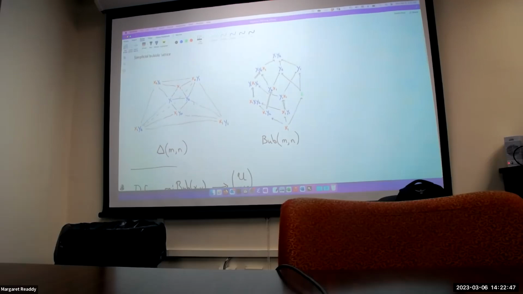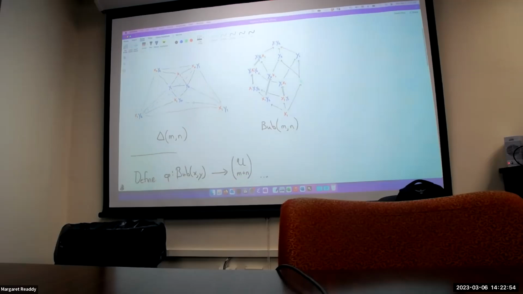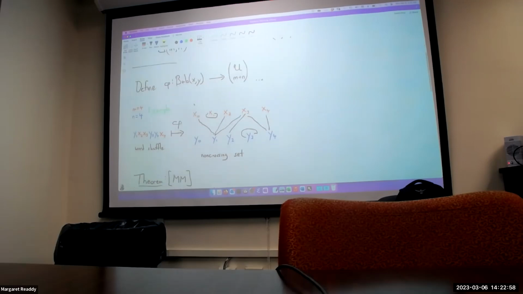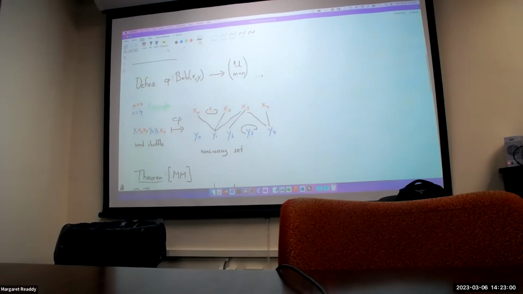Okay, so we can maybe convince ourselves by looking at this picture that they sort of look dual to each other, kind of polar dual pictures in some sense. And actually, this correspondence is not too hard to work out. So here's how it goes. Given a shuffle word, an element of the bubble lattice, I'm going to associate to it some n plus n tuple of the set of edges and loops.